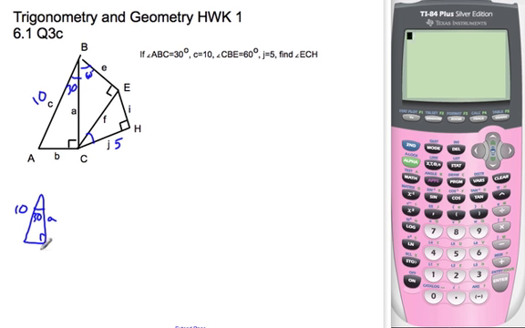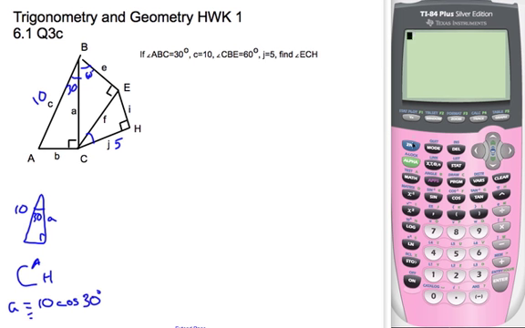Using SOHCAHTOA, I am looking at the adjacent and the hypotenuse. So I'm going to need to use this. So I'm using adjacent and hypotenuse. I'm trying to work out the adjacent side. So therefore A equals, I'm going to multiply these together. The hypotenuse is 10 times the cos of the angle.